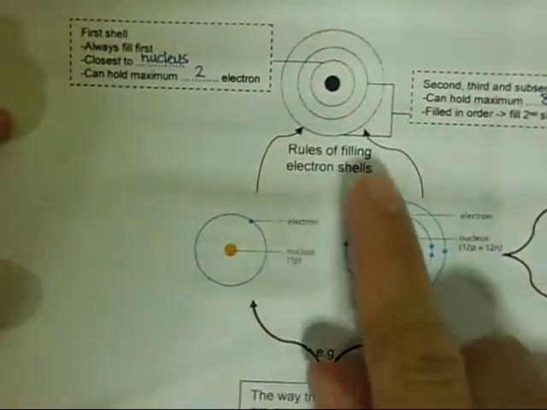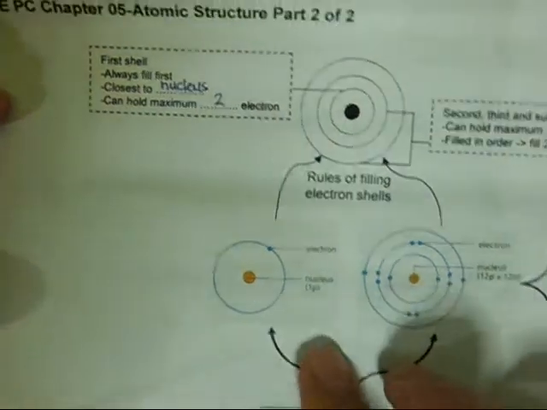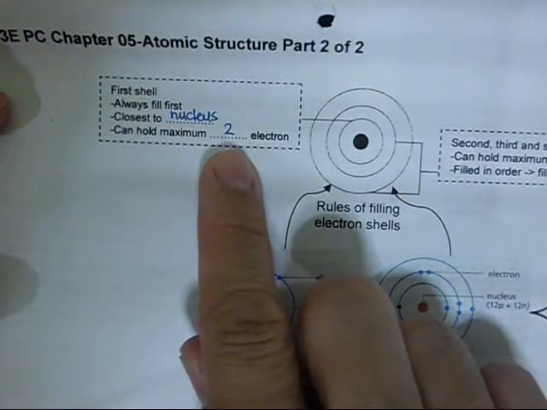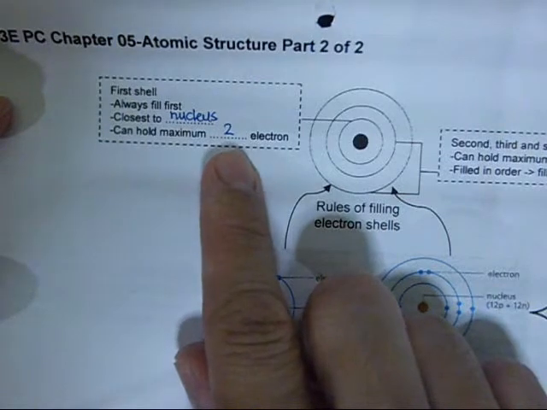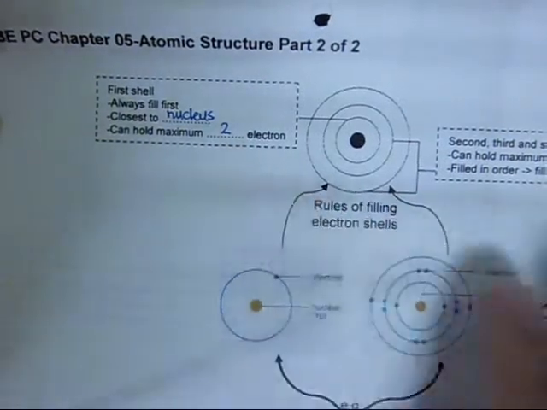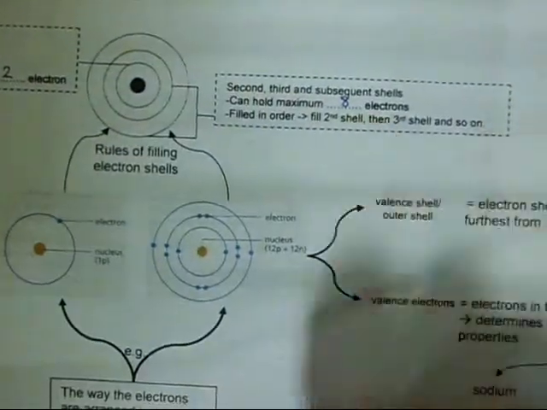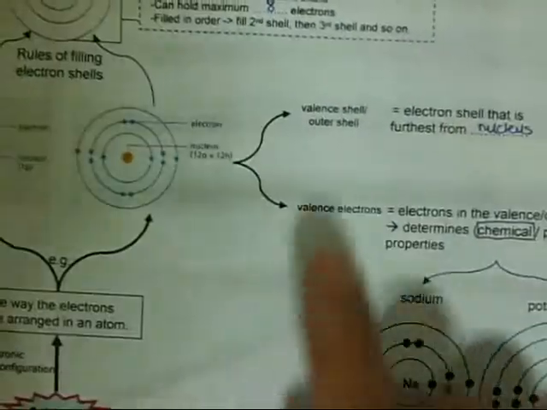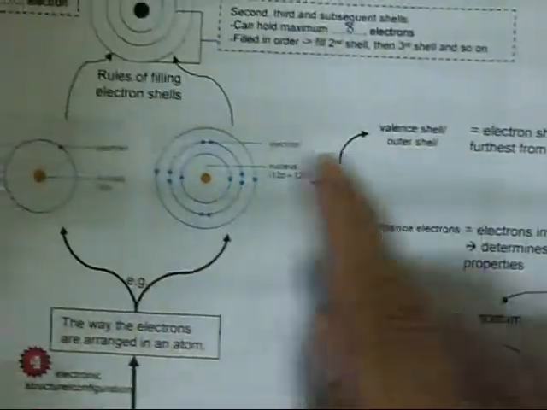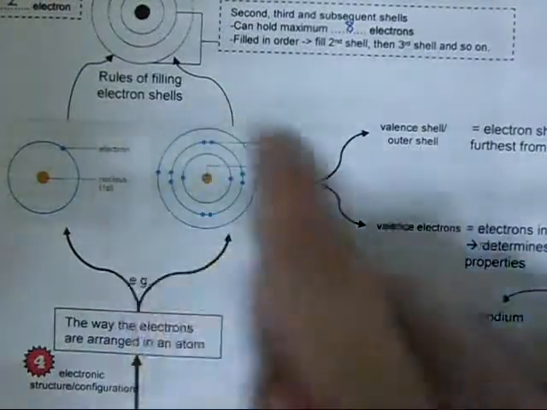Okay, and the rules for filling up the electron shells. First shell can hold up to a maximum of 2 electrons, and the subsequent shell 8 electrons. Valence shell means the outer shell. Valence shell is the most outside shell.